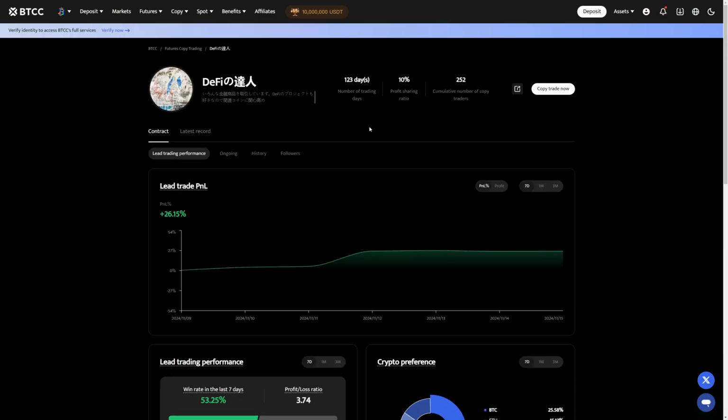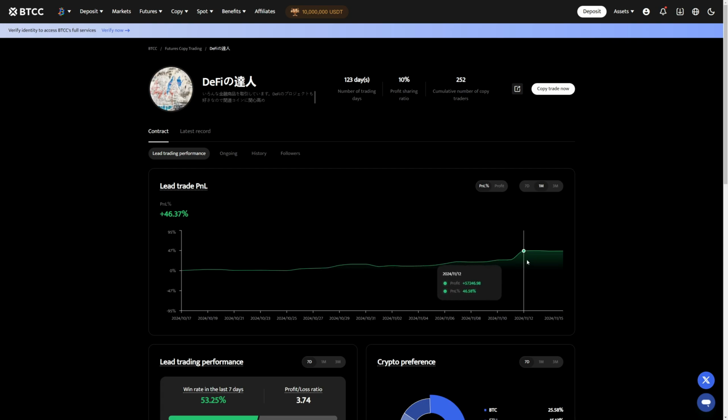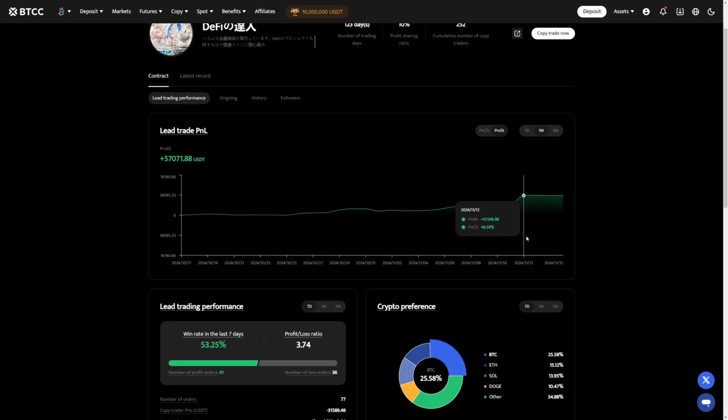In this dashboard, we can see absolutely everything. For example, the performance in the last month. We can look for the P&L in terms of percentage, and we can see it's up 47%, which is actually pretty good. Now the profits in USDT, which are right now 57,000, also very good.